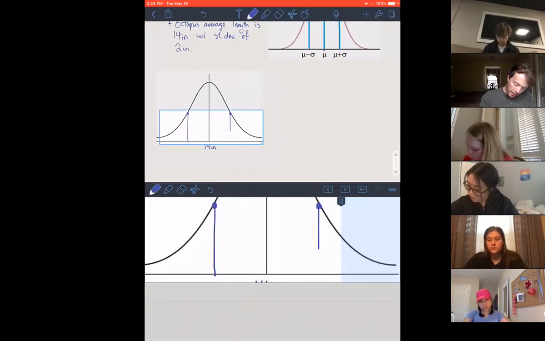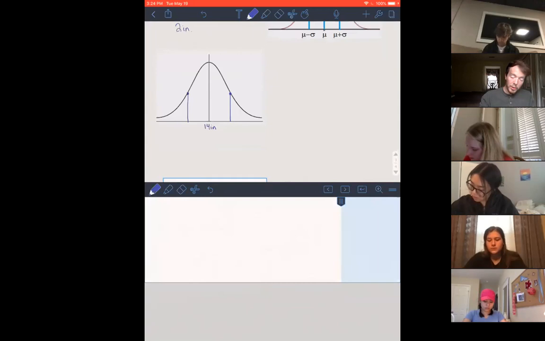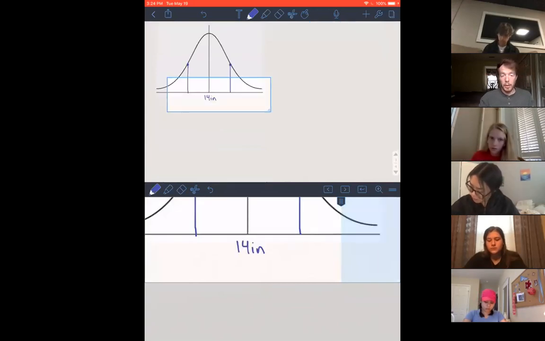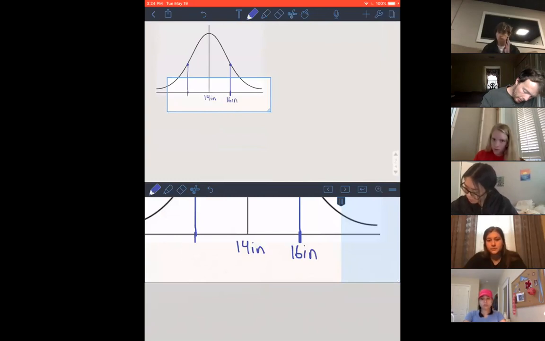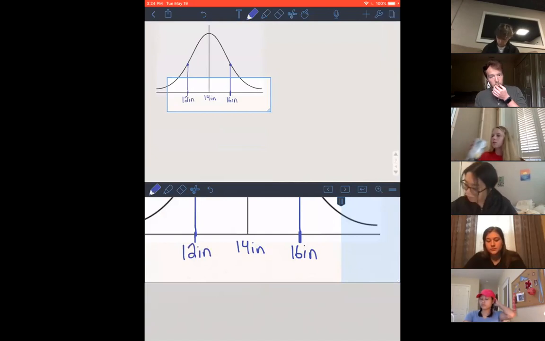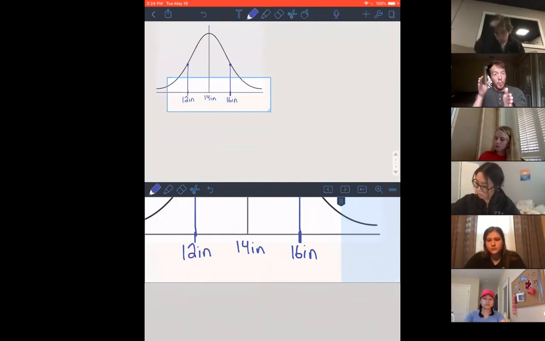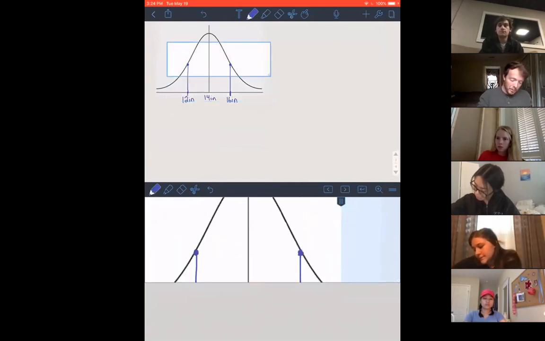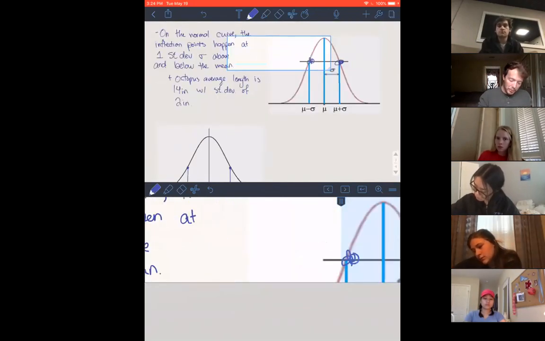Well, I know the x values at these inflection points are 1 standard deviation above and below the mean. And since the standard deviation here is 2, that means that the value at this point here is 16 inches, and the value at this point here is 12 inches. Does this make sense? So not only do we know exactly where the mean is with our normal distribution, we also know about where these other points are based on how we draw it. And that's by this rule about inflection points.